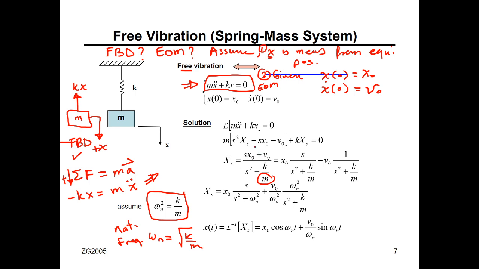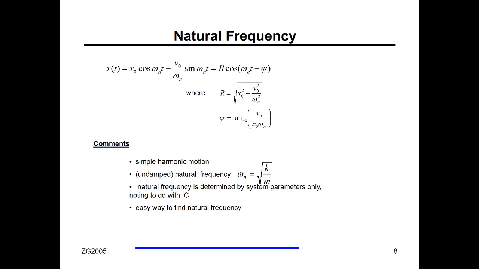So we divided the numerator and denominator by m. So this k by m, I will call it omega n squared. Now continue the partial fraction expansion, then go to the table and get the inverse Laplace. The inverse Laplace of this will be cosine omega n t, which is given here, and of this also sine omega n t. And this is the solution we got.